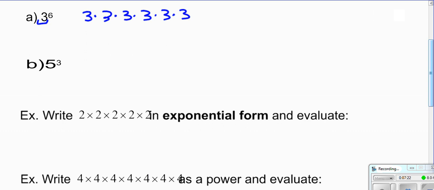And the way that we could double check that is I could type that in my calculator, or I could type 3 up arrow 6. And we should get the same answer both ways. And so for 3 to the 6, or 3 times 3 times 3 times 3 times 3 times 3, we would get 729 as our answer.